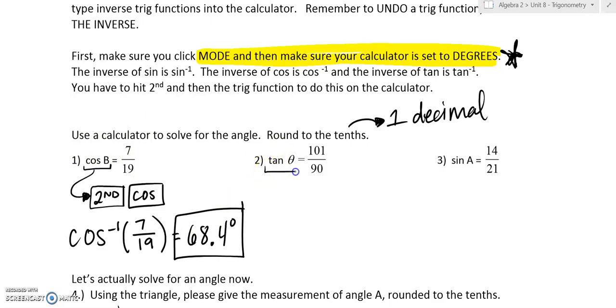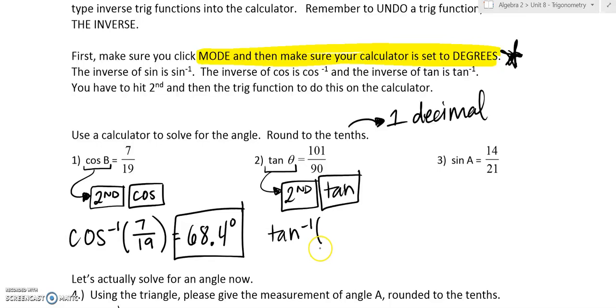Okay, the next one, number 2. Looking for theta. Theta, again, we talked about this very briefly before, is an angle. Just that fancy math notation. So if we want to get the inverse of this, the angle, we're going to do second, that's that first button, and then tangent for the second button. So I type in second tan. This inverse symbol will open up on your calculator. Inverse tangent, it puts a parenthesis there for you. You want to put the fraction, 101/90, close your parenthesis, hit enter so it can do the work. It gives you 48.3. Again, theta is an angle, so that needs to be in degrees. That's your units. Make sure you have that.